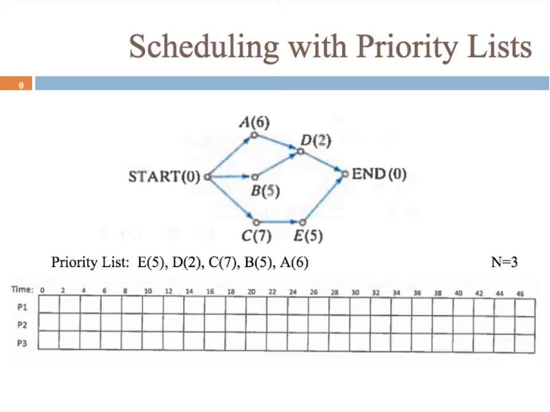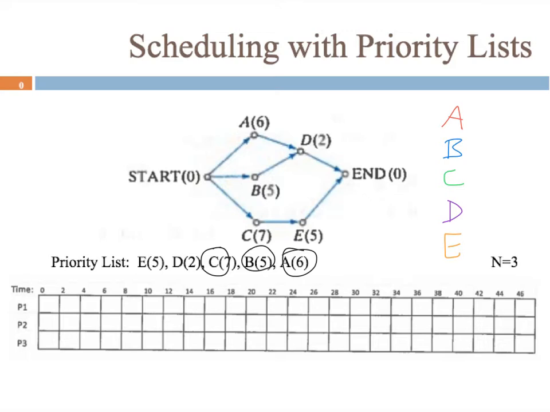So now we're going to see if we can do any better with 3 workers. Notice now n equals 3. The priority list is the same as on the last slide. Let's read across our list again, and notice the same color coordination. It's still E, D, C, B, A. And this time again, E and D cannot be started yet, but C, B, and A are all ready to be started.